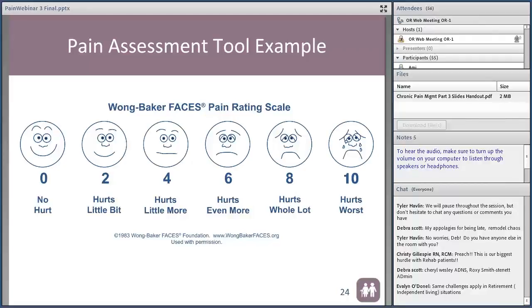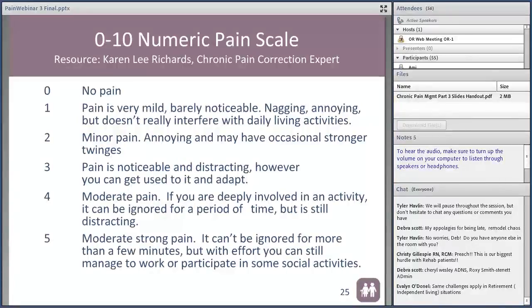We've also got another one that I've included, the resources from Karen Lee Richards, who is a chronic pain expert. Hers I really like in the respect that it's really questions that you can ask a resident for clarification that can help them be more accurate in assessing their pain versus just, is it a 0 to 10? You can ask, is it annoying? I may have occasional stronger twinges, or it's noticeable and distracting. However, I can get used to it and adapt.